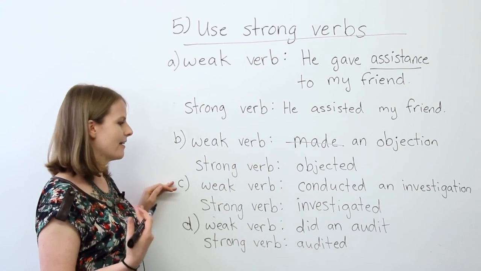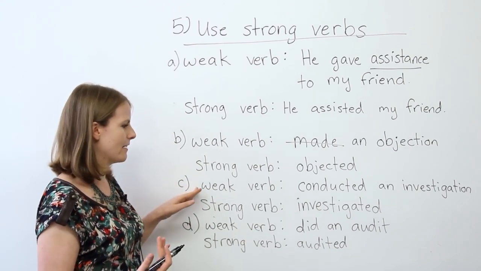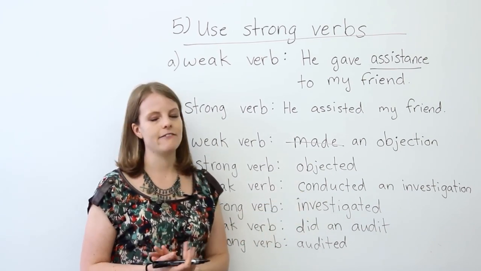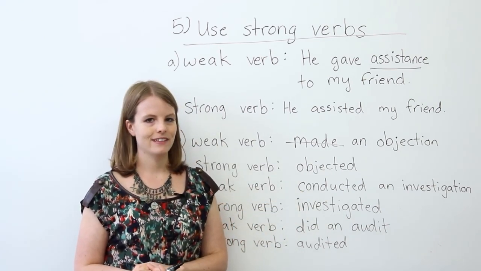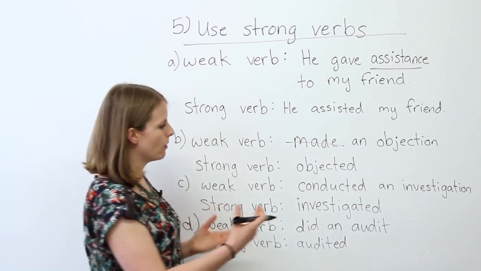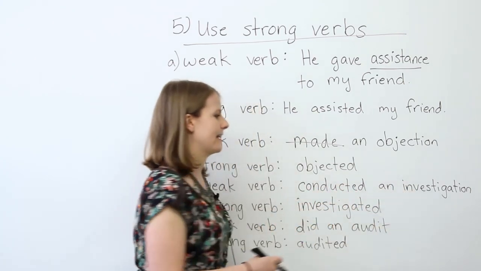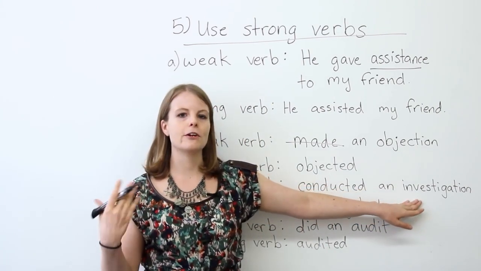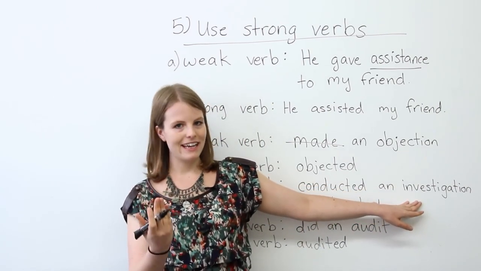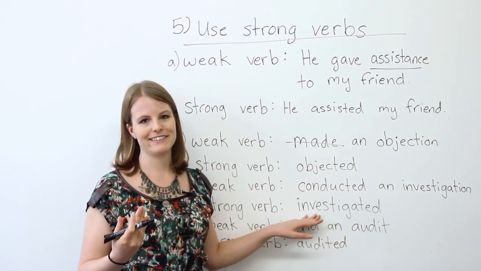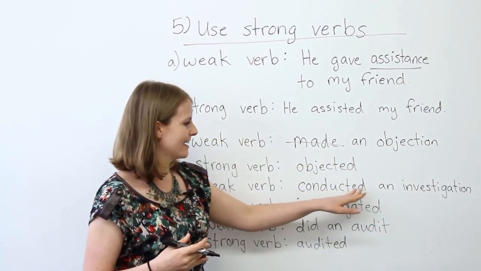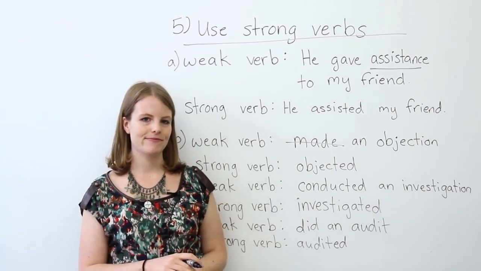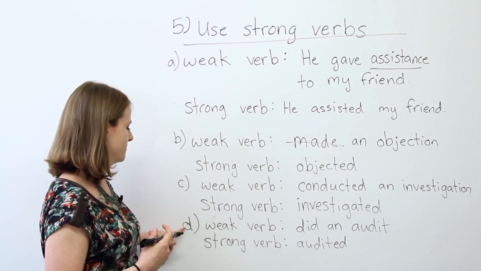Okay? Another example. Here we have our example of the weak verb. She conducted an investigation. Well, when I look here, I see the word investigation and I think, does this noun have a verb form? Well, yes, it does. Investigate. So instead of saying, conduct an investigation, she investigated something. It's a lot better. It's stronger.